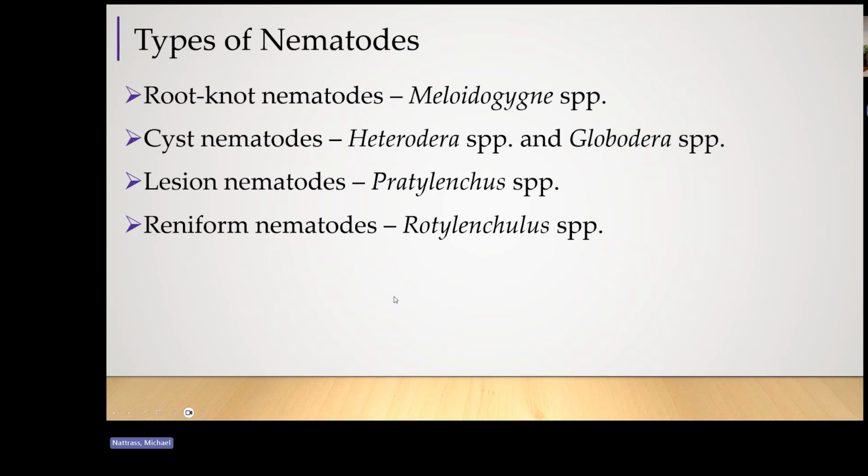We have four types of nematodes: root knot, cyst, lesion, and reniform. As we move into these next couple of slides, just to make you aware of the different types, what do you think we're going to have in our root knot? Probably a knot on the root, like a gall. For our cyst, what do you think we're going to have on the roots? For our lesion, and then for our reniform.